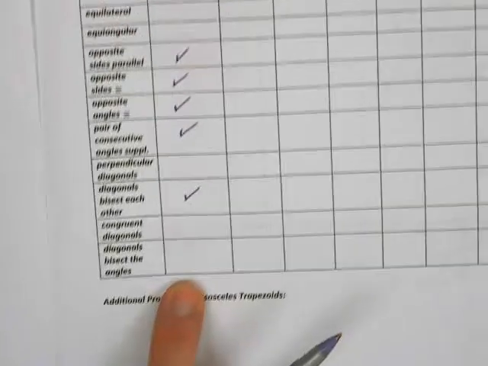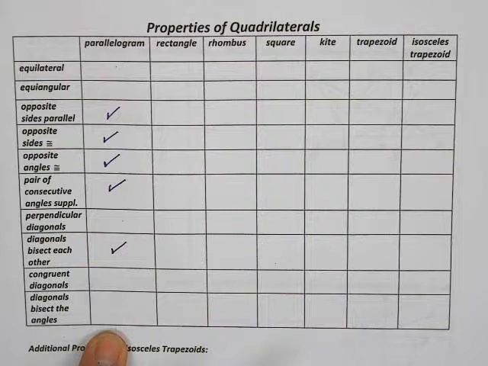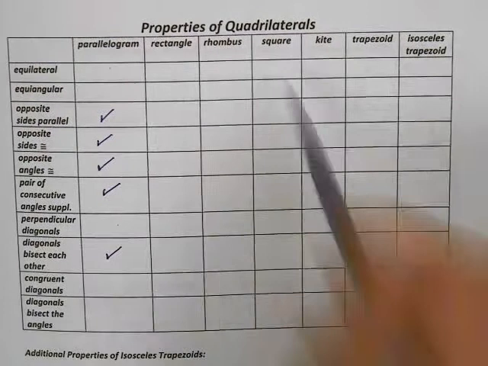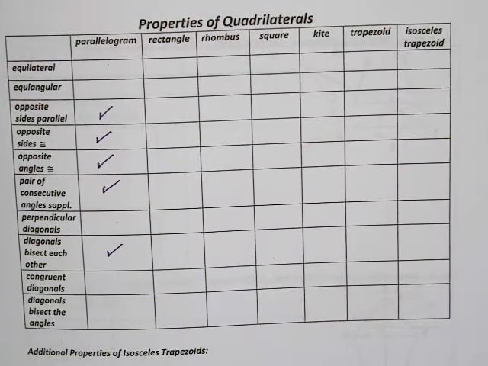So go ahead and pause right now, and just by looking, see if you can fill out the remaining columns. So go ahead and pause and try that. When you come back, we'll do it together.